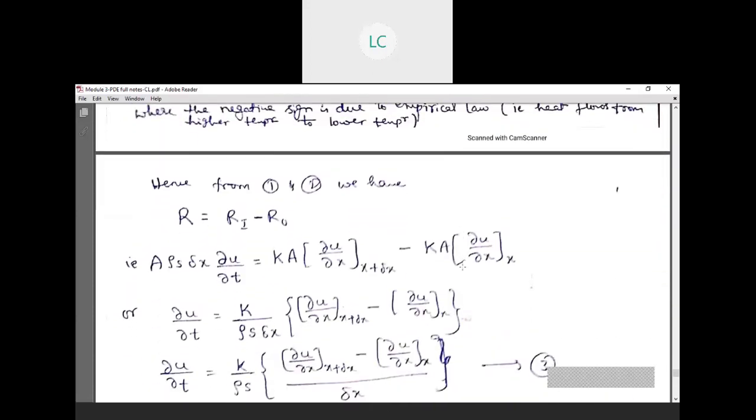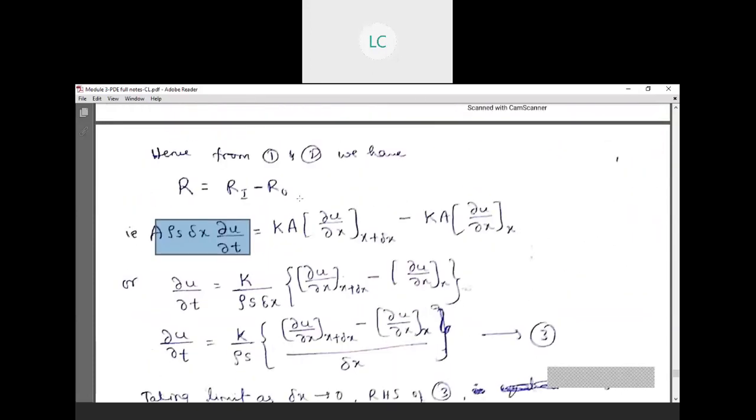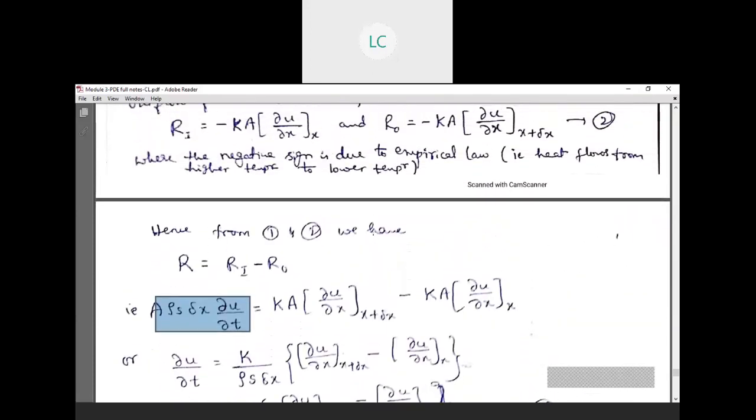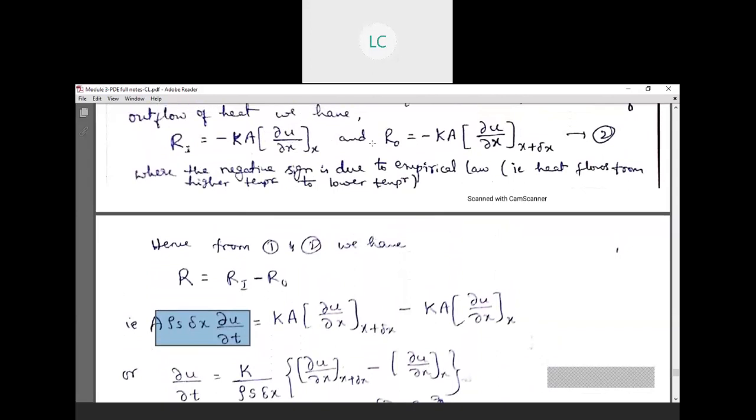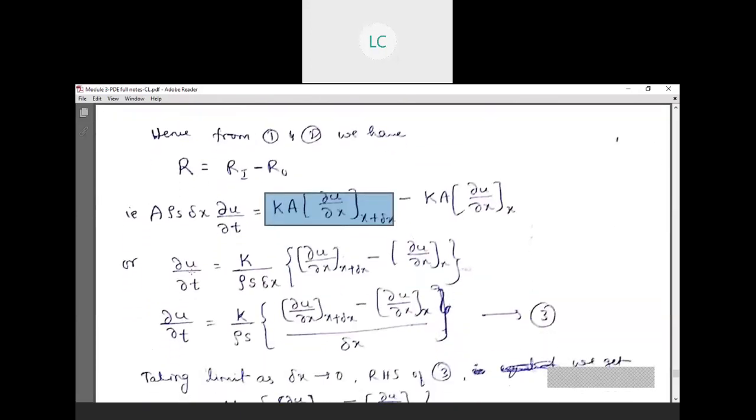So from 1 and 2 we can write R is equal to Ri minus Ro. We have both Ri and Ro, and also we have R. Just write what R, Ri and Ro are. Both are negative, right? Ro is this. Minus into minus becomes plus. That's why I first wrote Ro minus Ri. Then keep dou U by dou t on the LHS and shift the remaining terms to the RHS. I will get this equation.